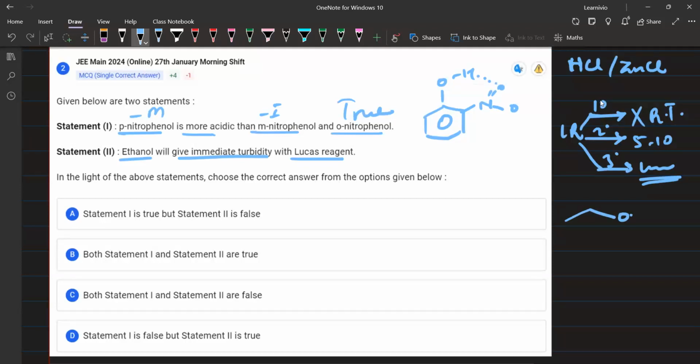Ethanol, if I see here, is a 1 degree alcohol. So it is not going to give turbidity immediately. In fact, it will not give turbidity at any time unless you heat it. So this is a false statement. Statement 1 is true and statement 2 is false, so option A is correct.